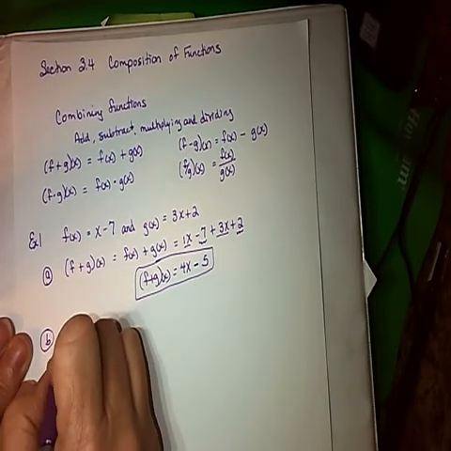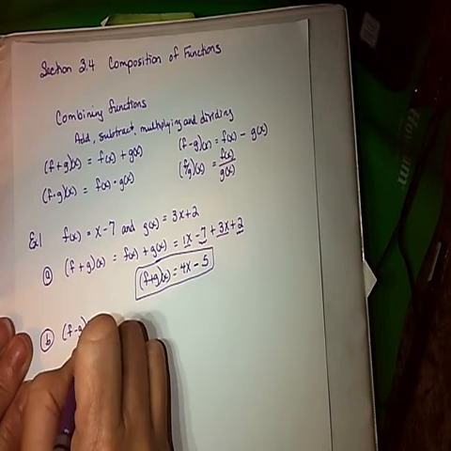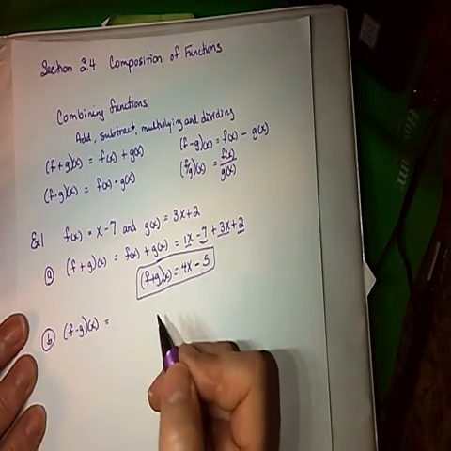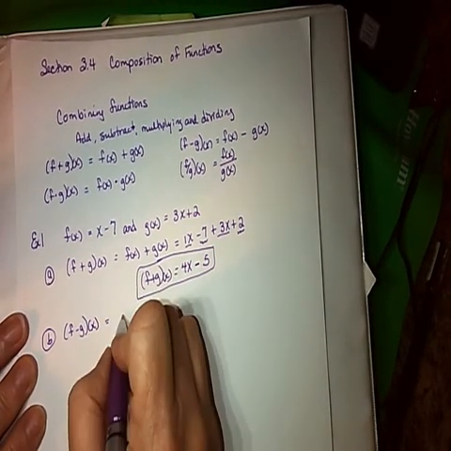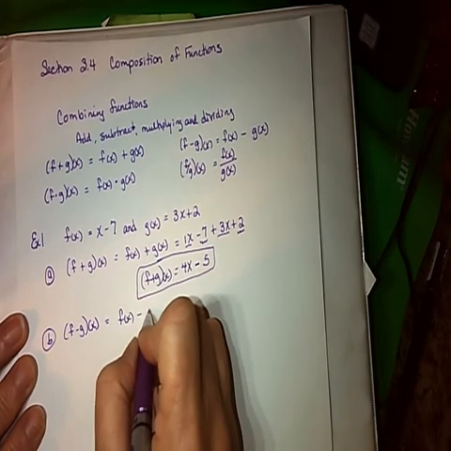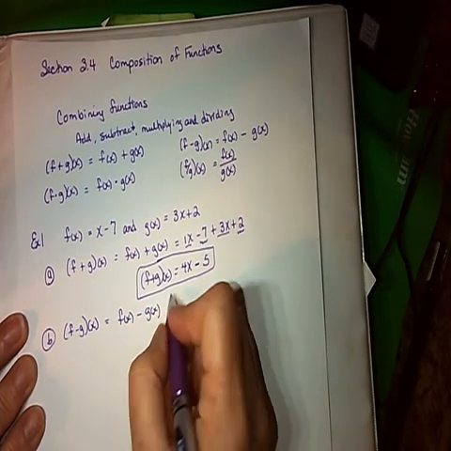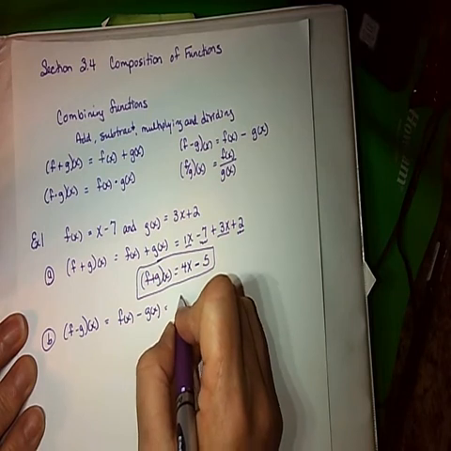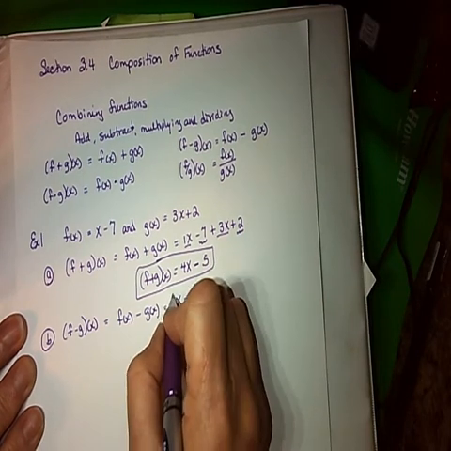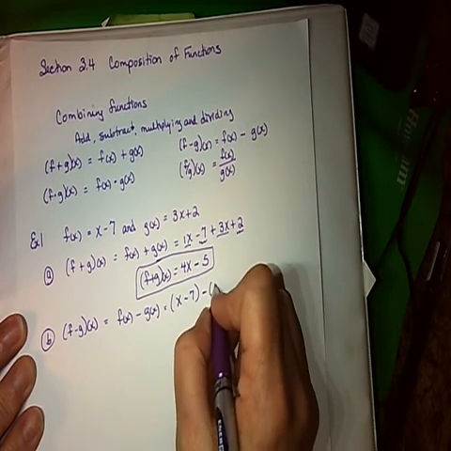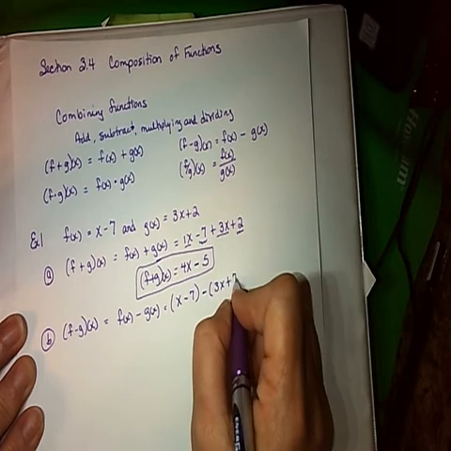Same thing if I want to subtract. I'm just basically subtracting the two expressions, or the two functions. So it's f of x minus g of x. So I'm doing x minus 7, and since it's subtraction, I'm going to put them in parentheses, minus 3x plus 2.